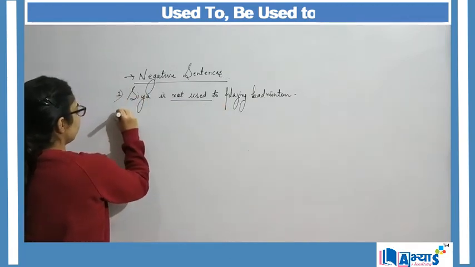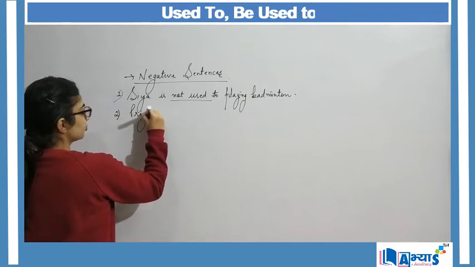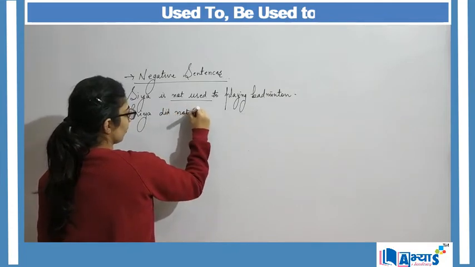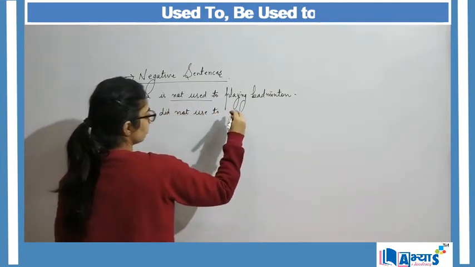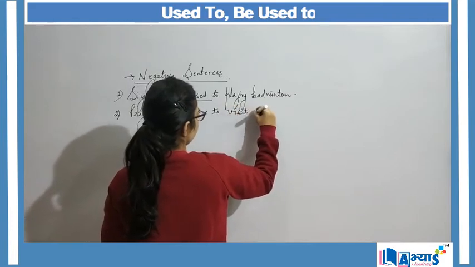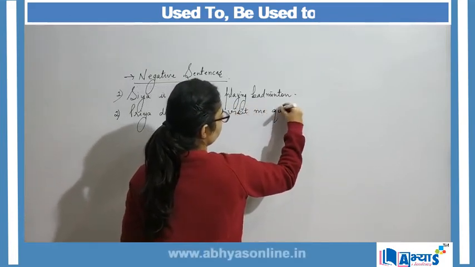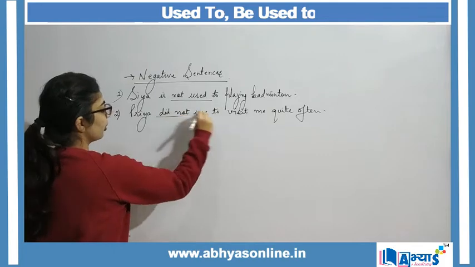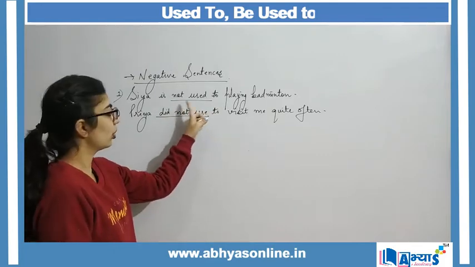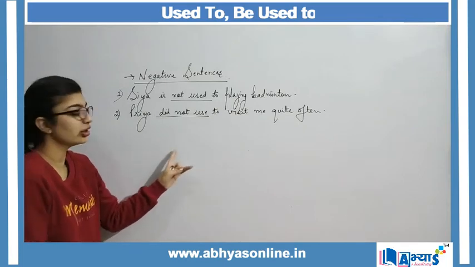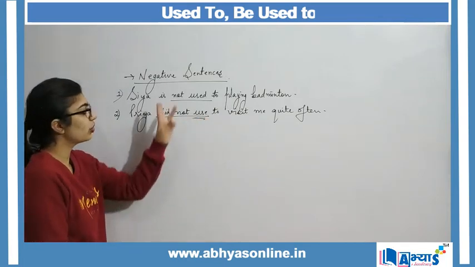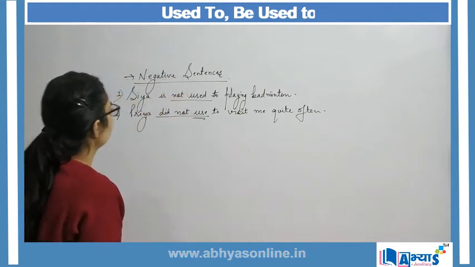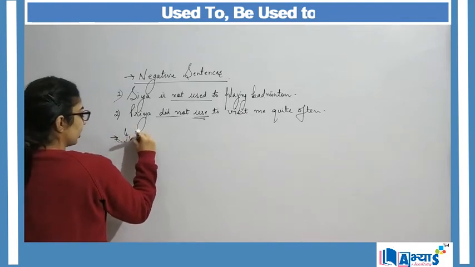Another example can be Priya did not used to visit me quite often. Priya did not used to visit me. So did not used to. Here I am making use of not used to, and here I am making use of did not use to. So both of these are my negative sentences in which I am making use of used to. Now next we can talk about interrogative sentences.